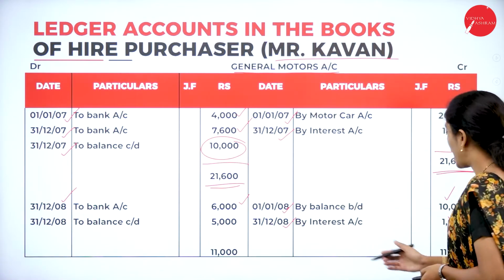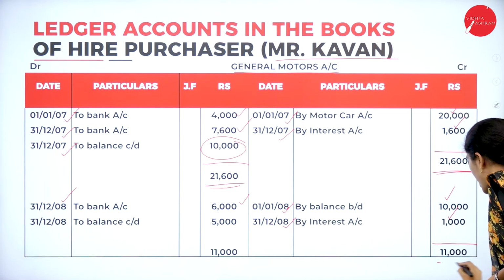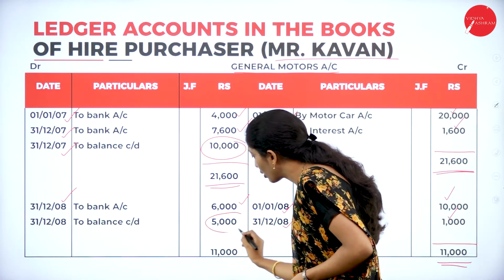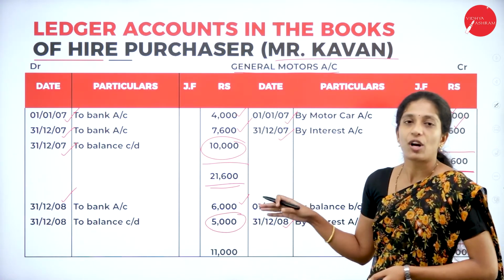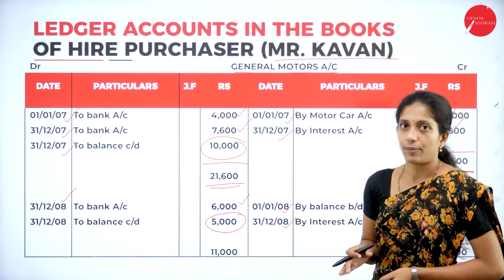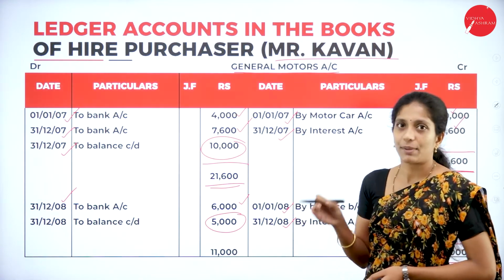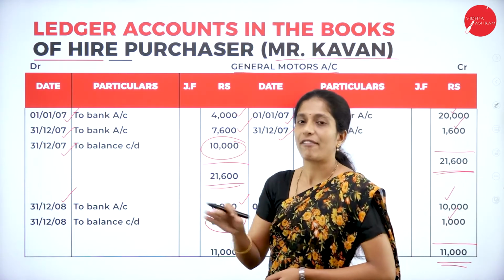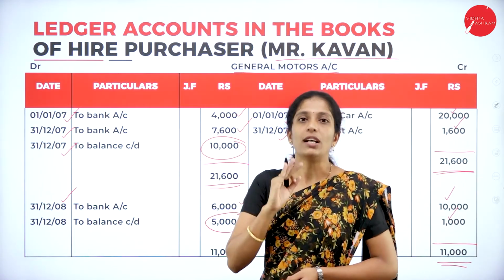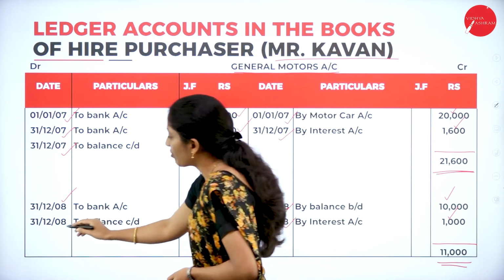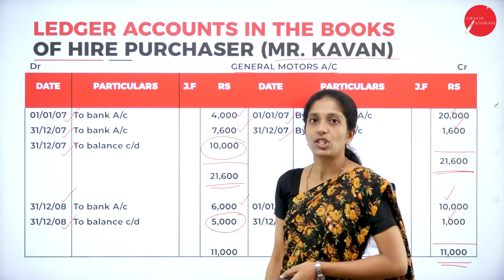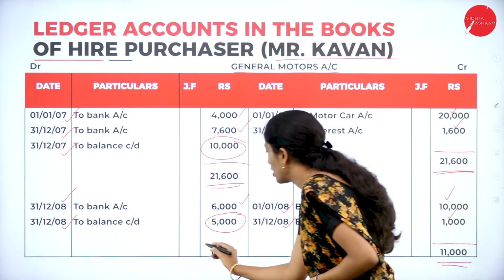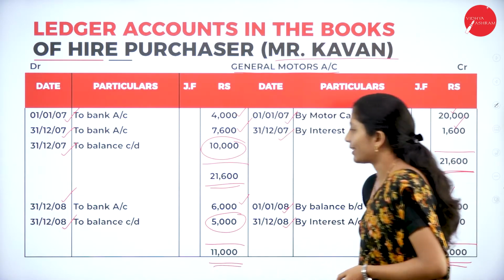Now as usual, balance both sides. On the credit side it's 11,000, whereas on the debit side you'll get a balancing figure of 5,000. This amount has to be carried down for the next year, because they have told us the remaining amount is paid in 3 installments, so we have to prepare ledger accounts for 3 years. So at the end of 2008, that is 31/12/08, to balance carried down how much? 5,000. So when you total, you'll get 11,000.